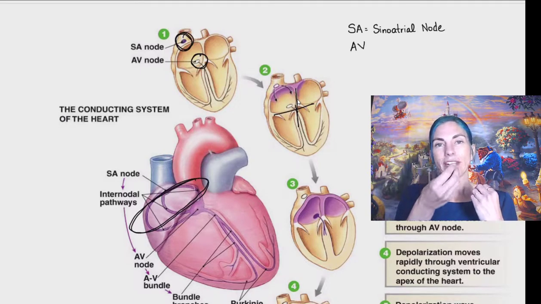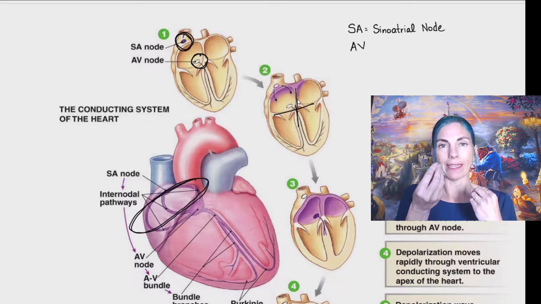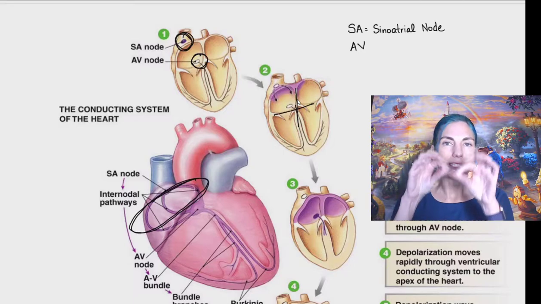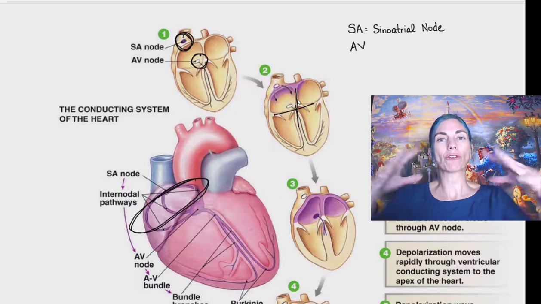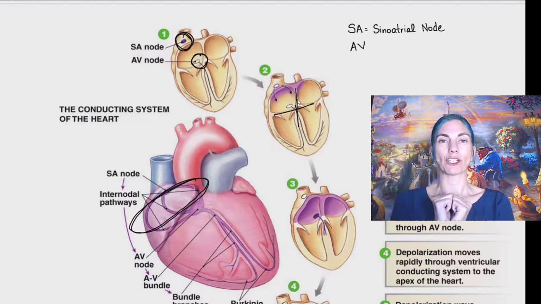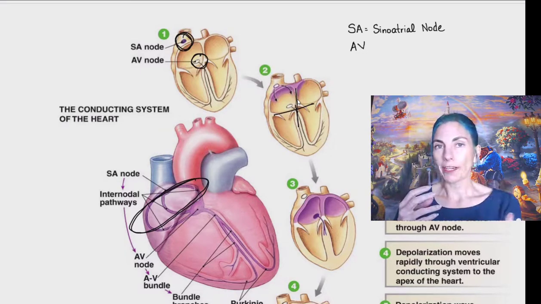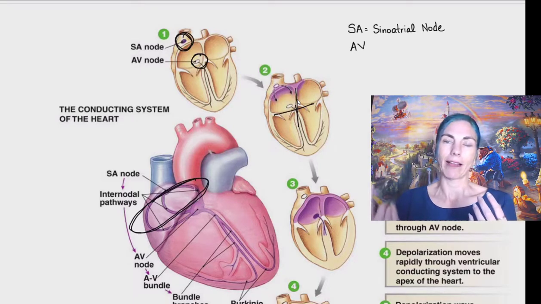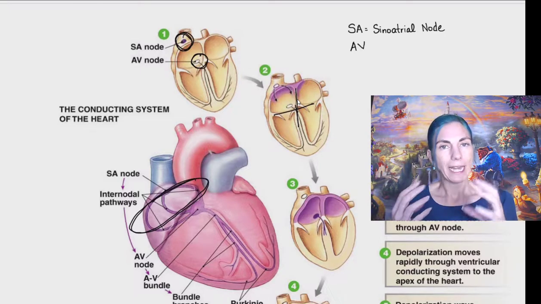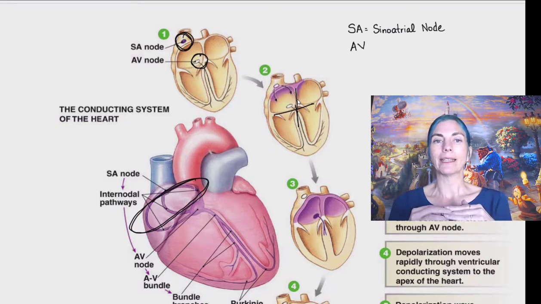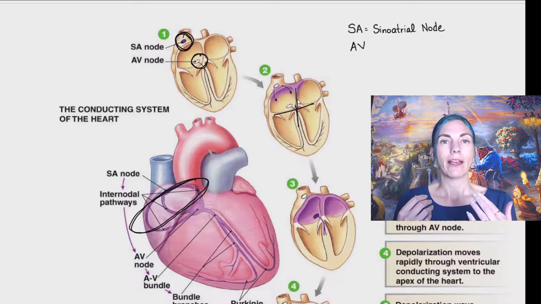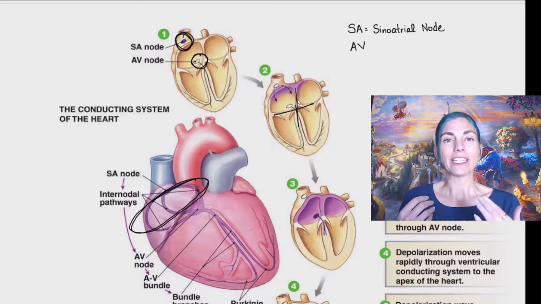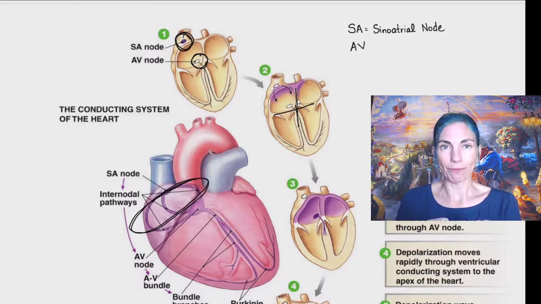Then the AV node picks up the electrical event and propagates it down specialized neurons down to the ventricles, and then action potentials come up through the ventricles, causing the ventricular contractions. That's all part of the cardiac cycle, and we're going to look at that in the next lecture in more detail. What I need you to understand at this point is that it is the initial depolarization from an action potential that occurs in the sinoatrial node, or the SA node, that starts the entire cardiac cycle.